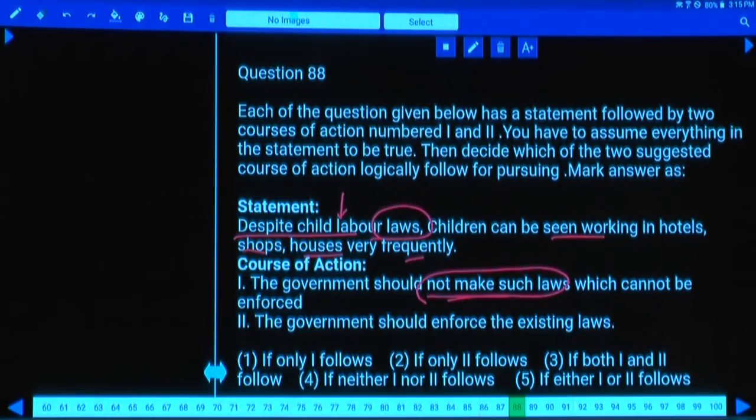The second, the government should enforce the existing laws. This is implementing the laws. Effectively should be the word; if it is there, then that will be more appropriate, isn't it? The government should enforce the existing laws effectively. If they do so, then what happens here? Definitely laws will be enforced, and the problem will be solved. Only 2 follows, that is choice 2.